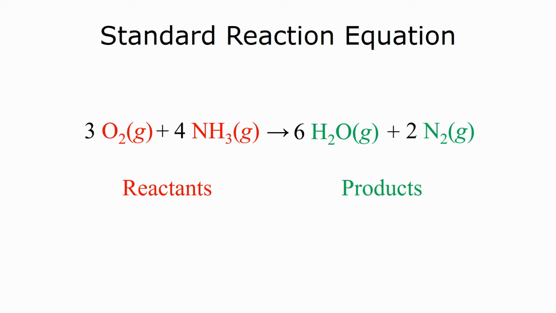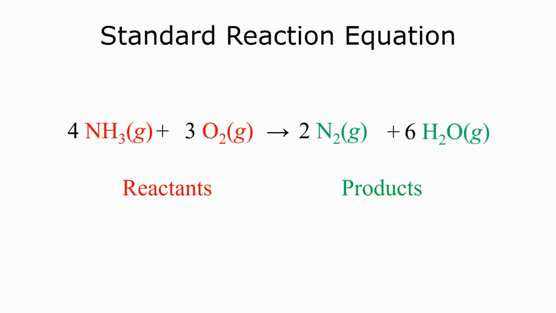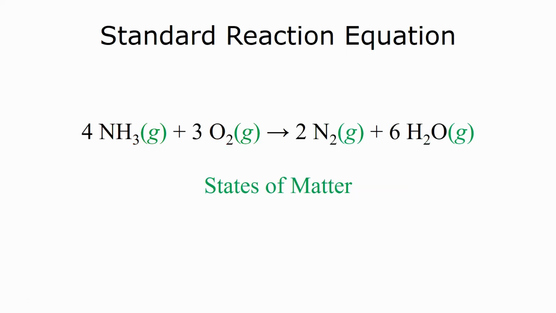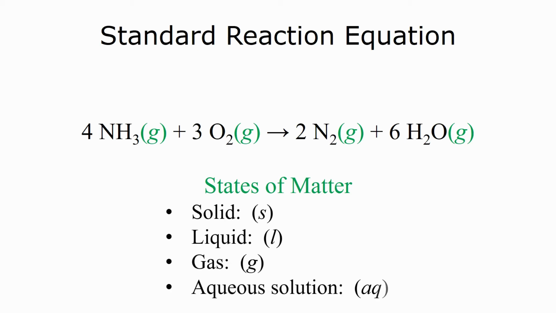Now, it doesn't matter which order you write the individual reactants or the individual products within a reaction equation, as long as all the products are on the right and all the reactants remain on the left. After each component of the reaction equation, we denote the state of matter under the current reaction conditions by an italicized letter in parentheses. In this example, the state of matter of each one of the components is gas. But we can also have S for solid, L for liquid, as well as G for gas, and AQ for aqueous, meaning dissolved in water.